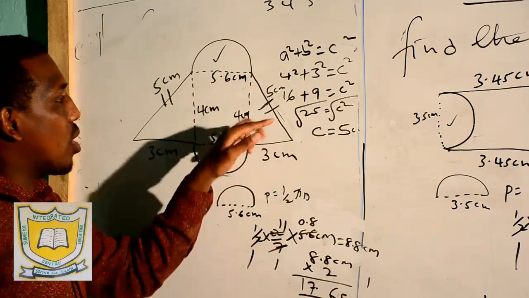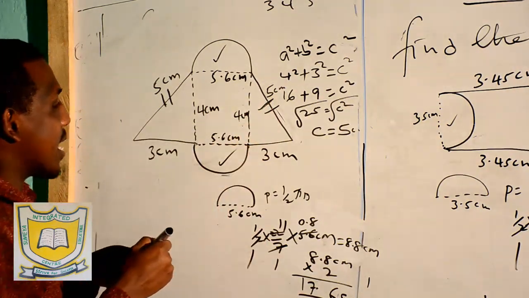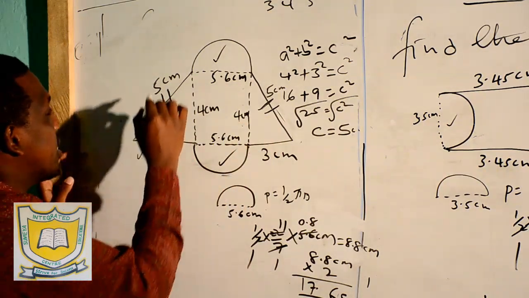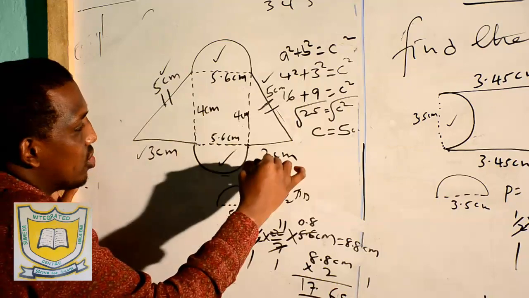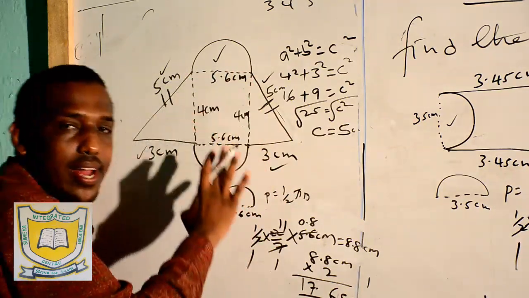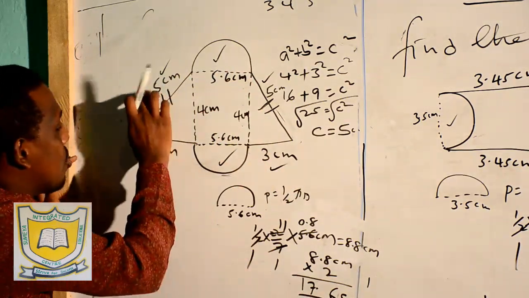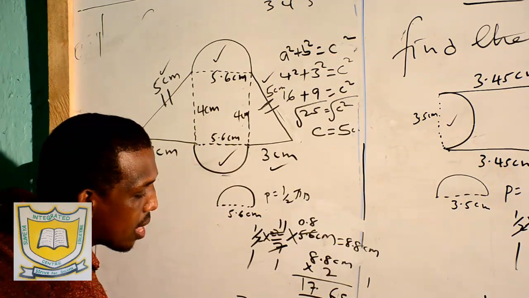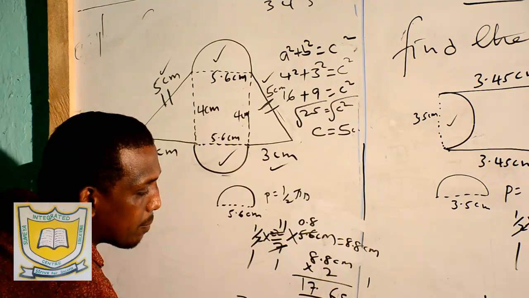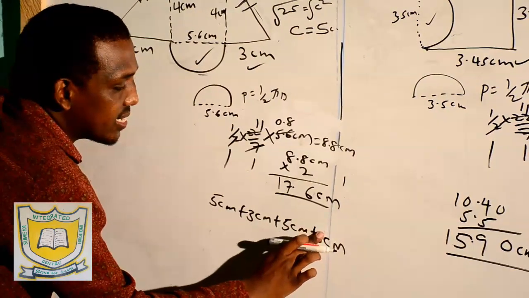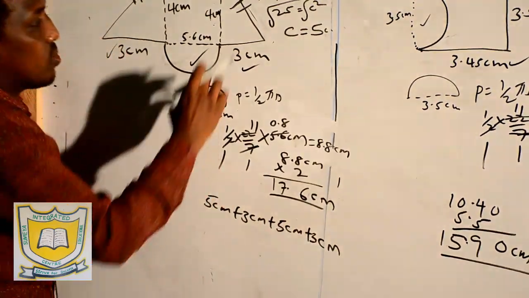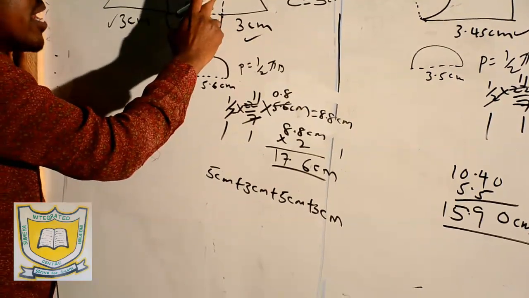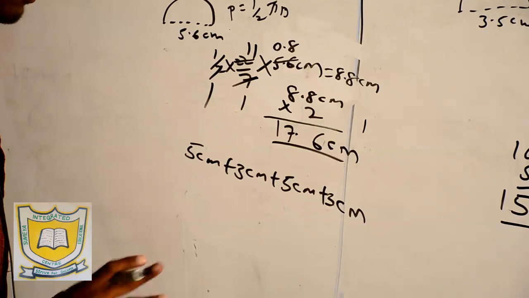So now what we do now, we add now the sides now. The two right angle triangles now. We add this 3, this 5. This 5, this 3. These ones inside we don't add because they are dotted. So let's add now. 5 centimeter plus 3 centimeter plus 5 centimeter plus 3 centimeter plus 3 centimeter. The sides of the right angles. These 4 we don't add because they are dotted.